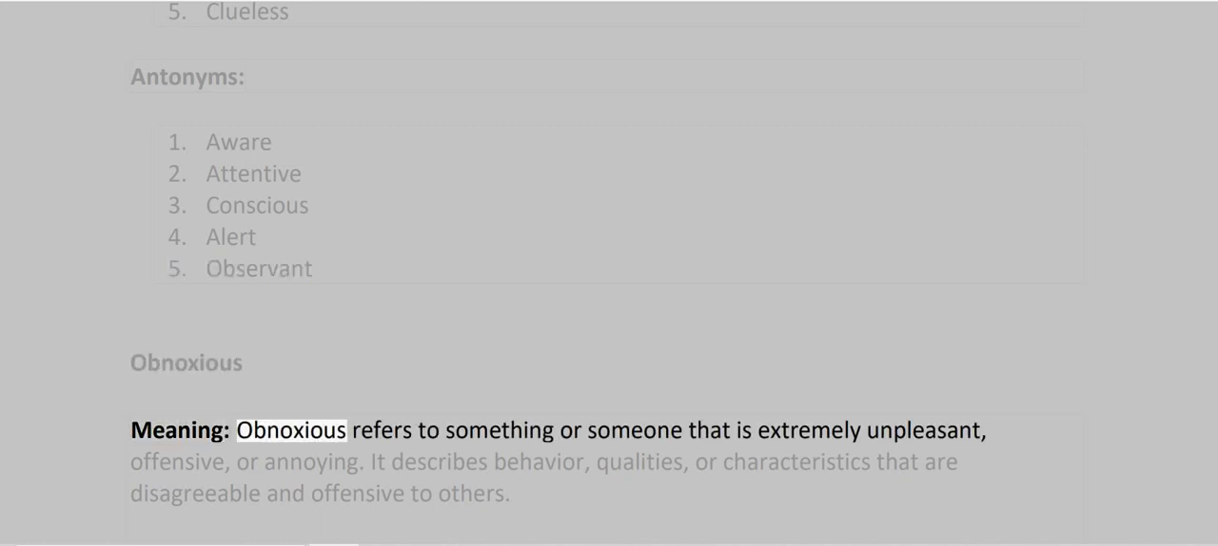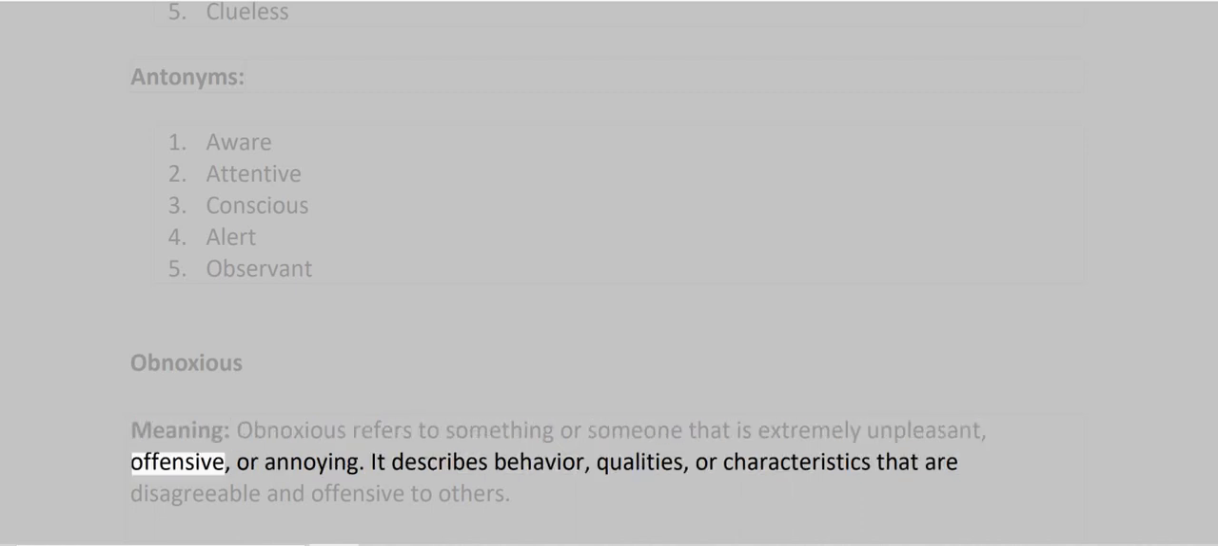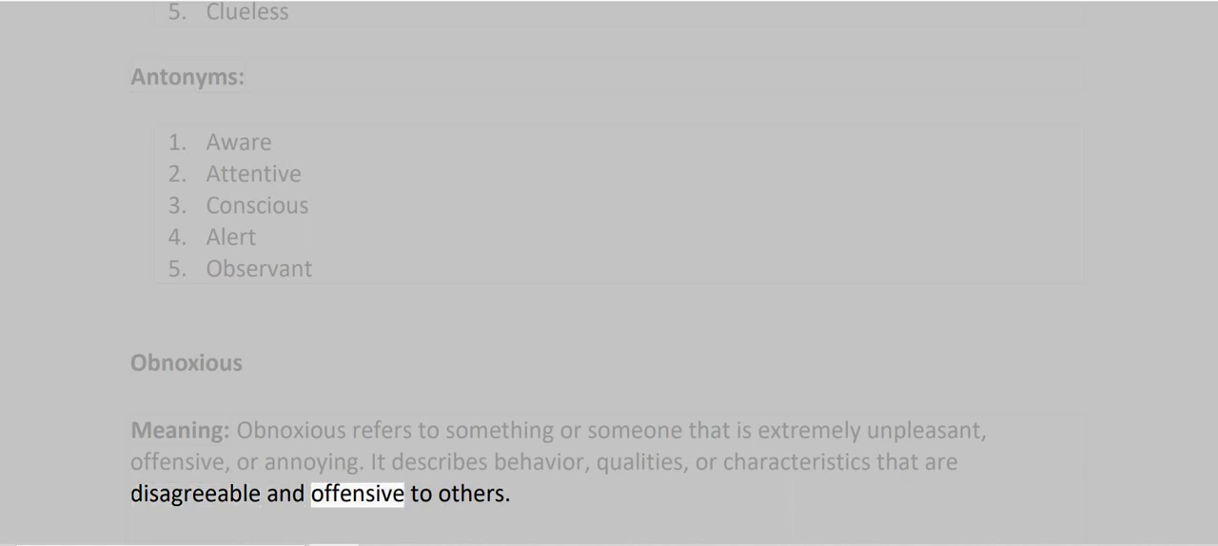Obnoxious. Meaning. Obnoxious refers to something or someone that is extremely unpleasant, offensive, or annoying. It describes behavior, qualities, or characteristics that are disagreeable and offensive to others.